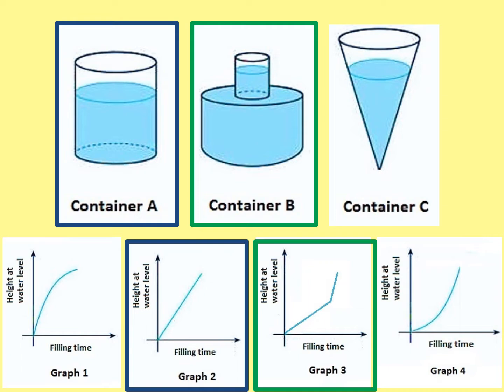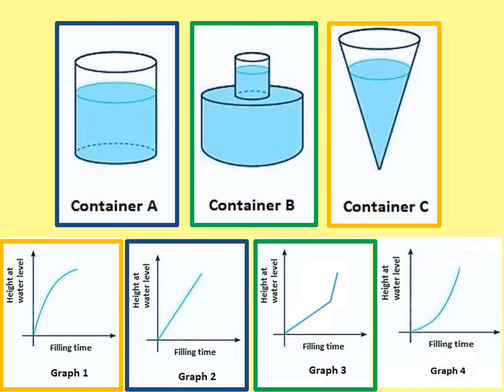And container C goes with graph 1. This is because at the start, at the bottom of the cone shape of container C, the water level will increase very quickly. But as the container gets wider, the height of the water level will increase less quickly. And so you get this curve.